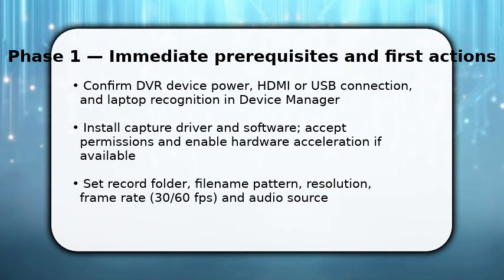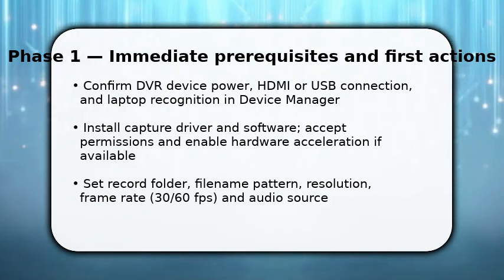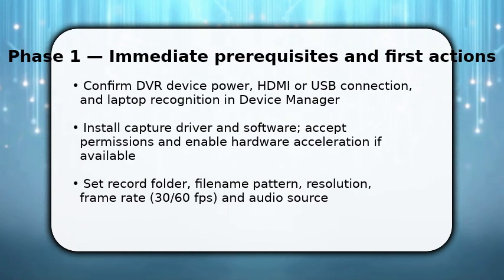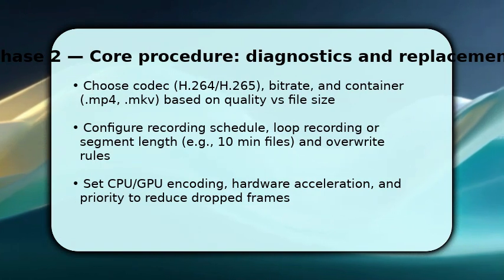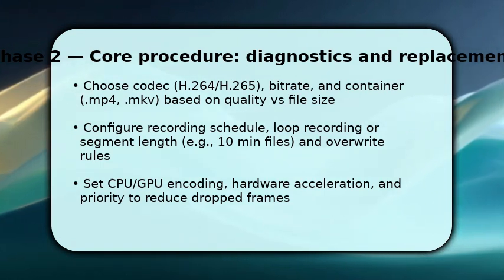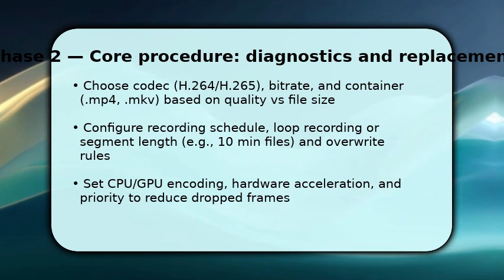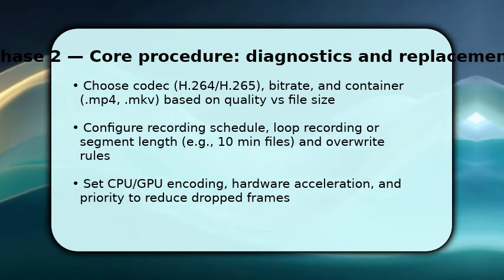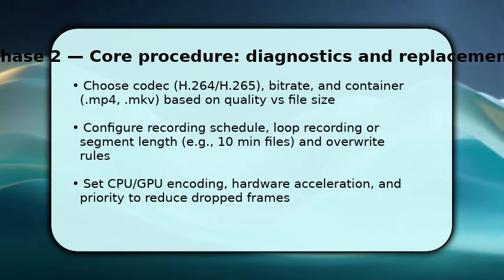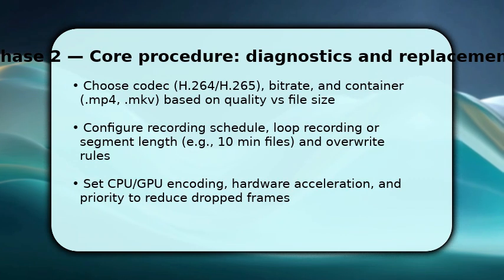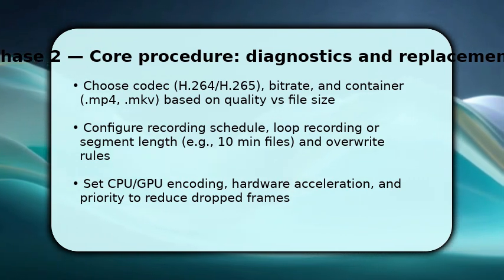Now you refine how the DVR will capture media. Select a codec. H.264 is broadly compatible. H.265 saves space but needs decoding support, and set bitrate appropriate to your resolution. Then configure container and segment length, for example 10-minute files to simplify editing. If you need unattended recording, schedule times or enable loop overwrite.